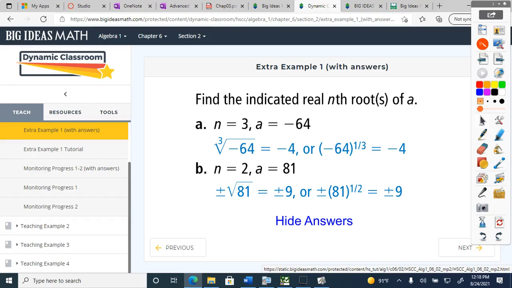You either have to write the plus or minus symbol, or you have to write 9 and -9 down. So you have to do both, or write it like that. That way it's quicker. Just letting you know.